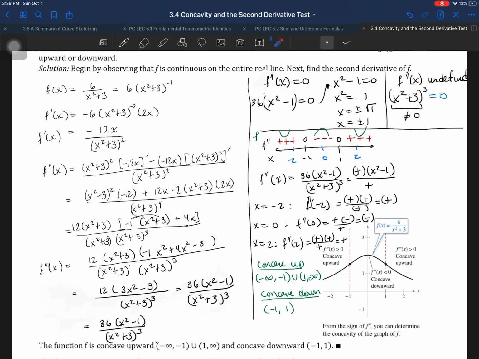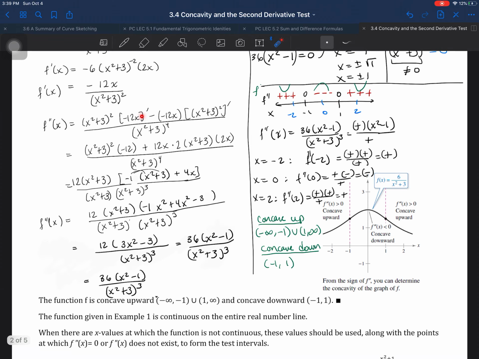Now that you have this, let's go ahead and find the second derivative. I prefer to use the quotient rule rather than the product rule, because it's going to make my end result much easier to work with. So let's take the derivative of the derivative by using the quotient rule. It'll be low d high minus high d low, square the bottom, and there you go. What's the square of the square? It's the fourth power.